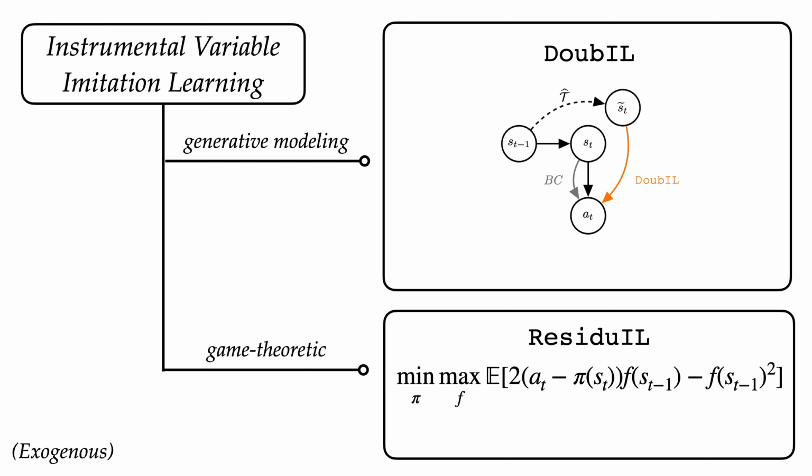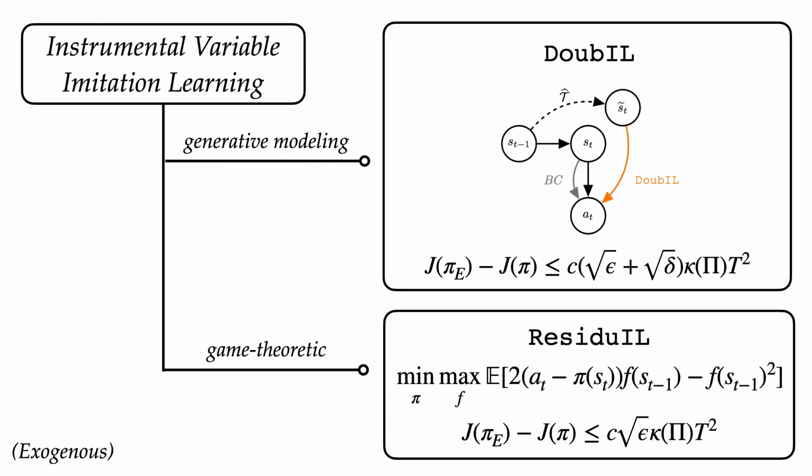We prove a performance bound for both of our algorithms in the exogenous setting, where epsilon and delta are measures of training error, kappa of pi, a measure of the weakness of the past state as an instrument, c, a measure of the smoothness of the noise distribution, and T, the horizon of the problem.